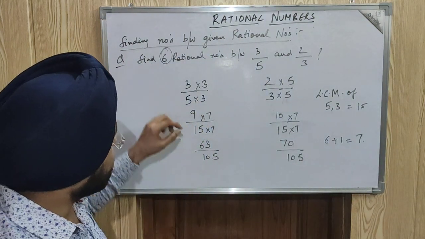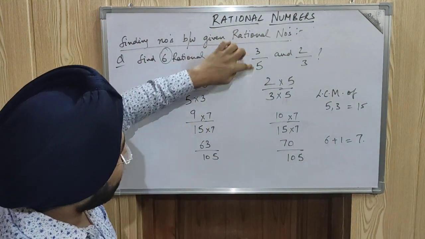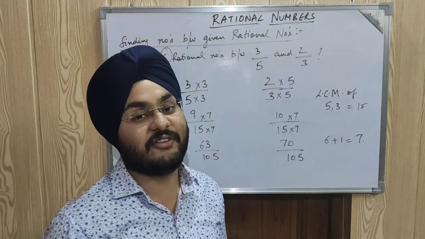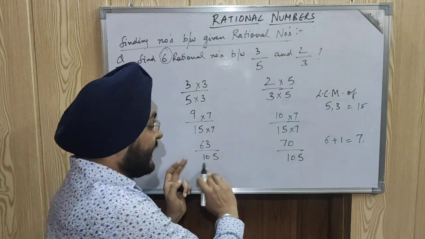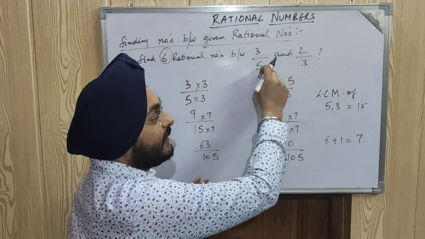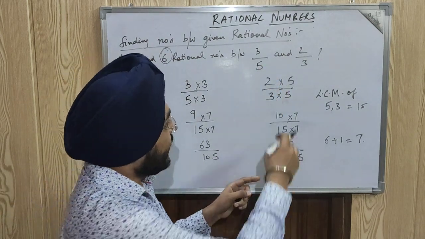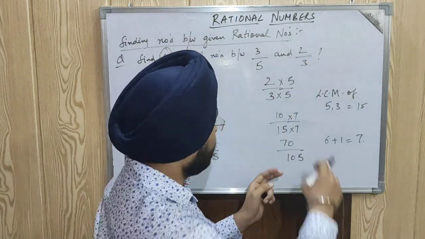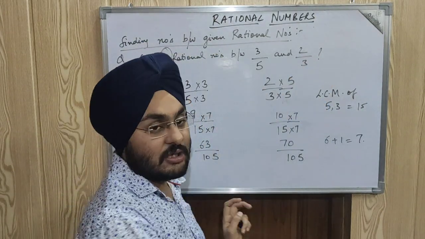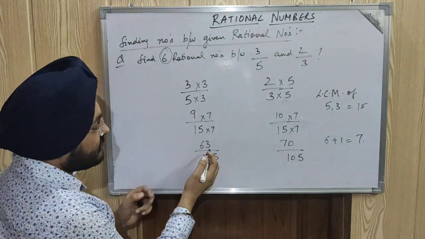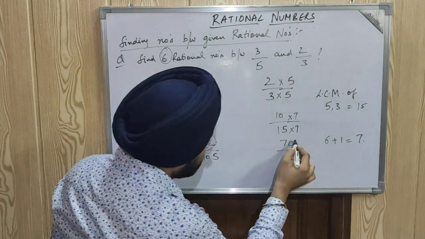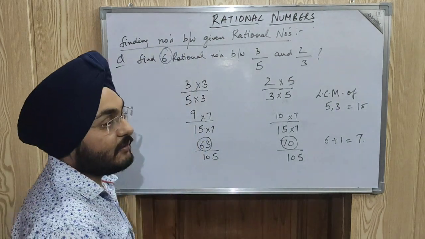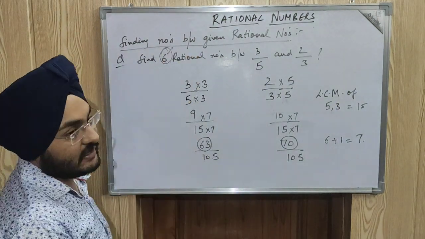So now these numbers basically, if I'm saying 3 by 5 and 63 by 105, so these two are equivalent fractions. Which means on cancellation of these numbers, I will be getting what? 3 by 5. And on cancellation of these numbers, I will be getting what? 2 by 3. So nothing is changed between these two. So now take the values here. So see these numerators. So numerator is what? 63 and 70. So how many numbers are lying? Exactly 6 numbers are lying between this.